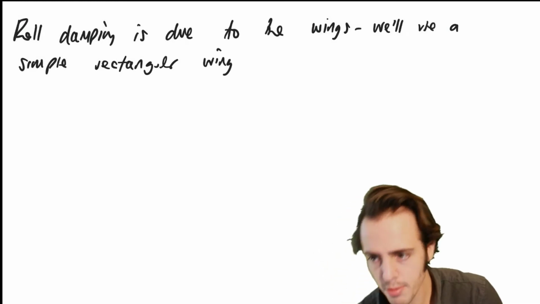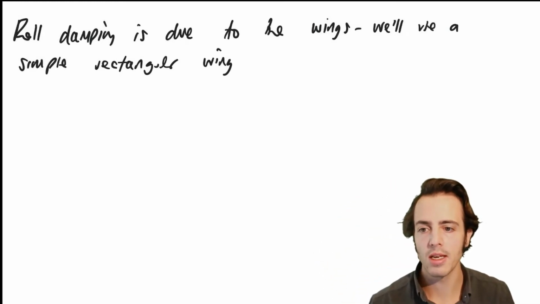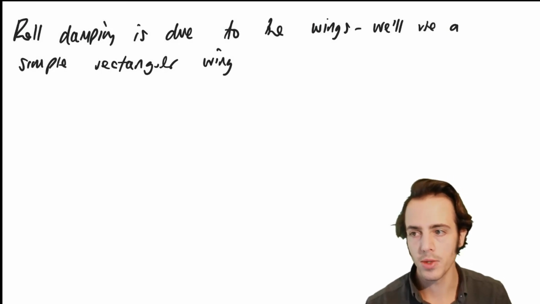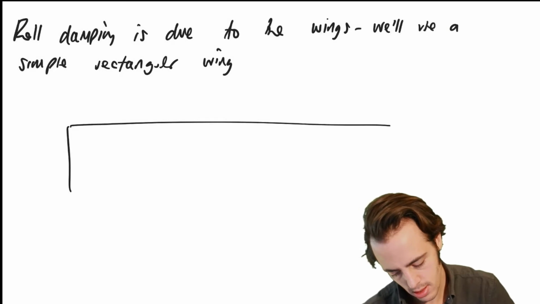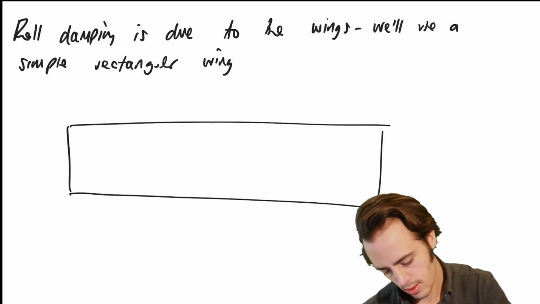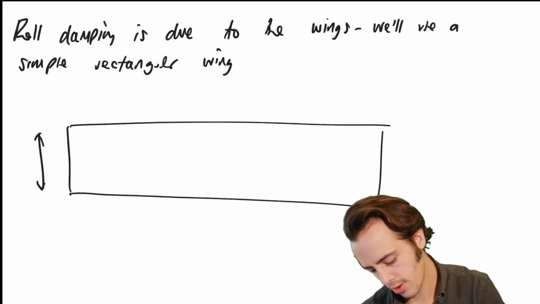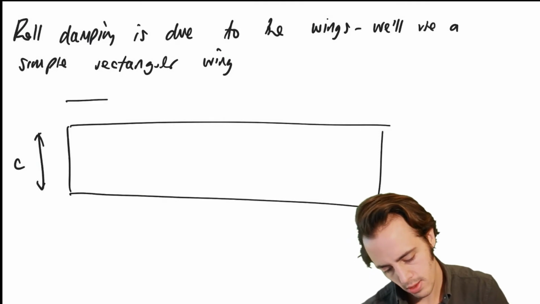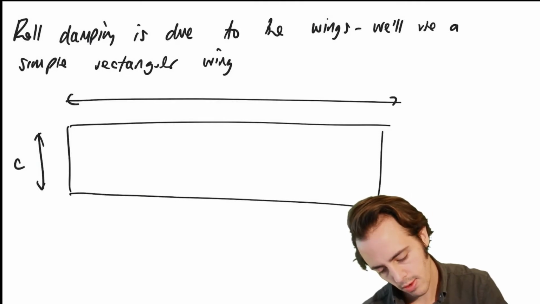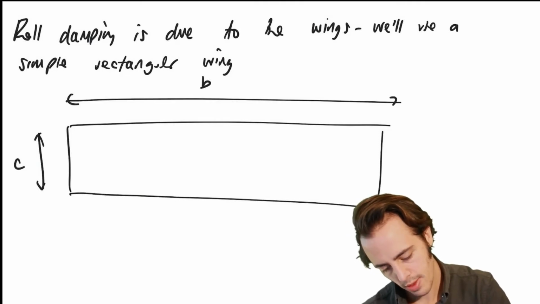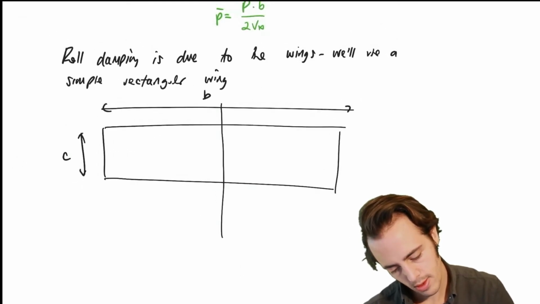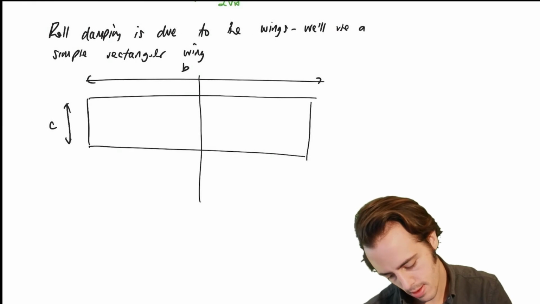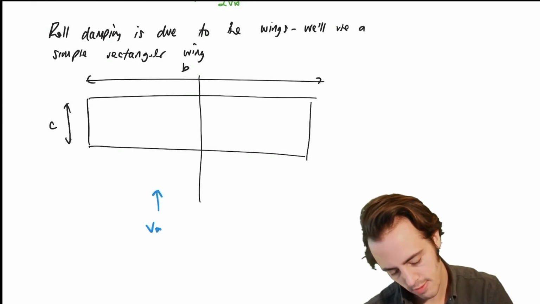So we're going to use a simple rectangular wing to help us understand what this effect can do. So we've got a rectangular wing. It has constant chord of C. It's got span of B. Let's say this is my aircraft longitudinal axis. That denotes our flight speed, V infinity.